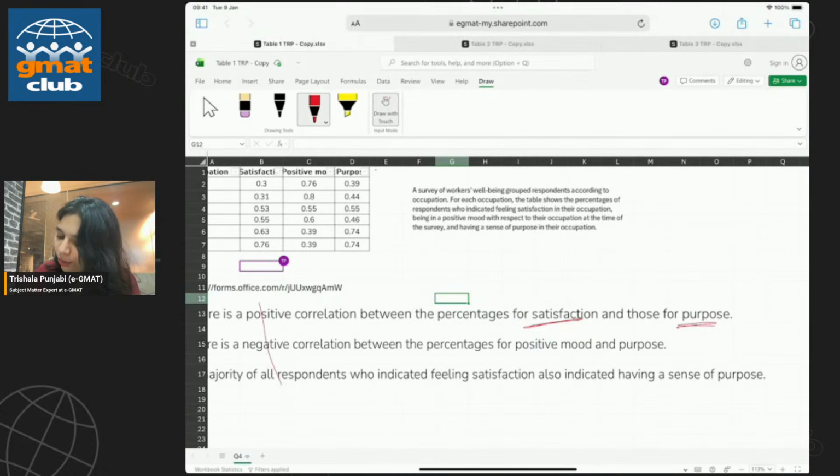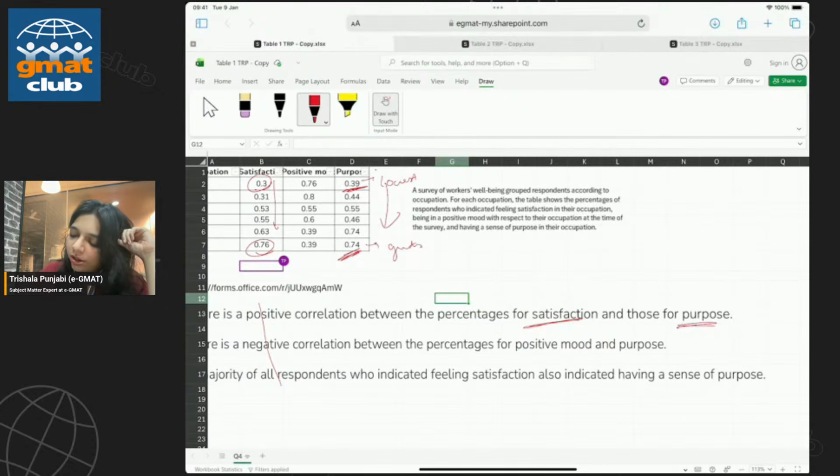So satisfaction is going from 0.3 to 0.76. Now, look at what is happening to purpose. When we are supposed to determine if there is a positive or negative correlation or not, let us see that when I am sorting one group from lowest to greatest, how is the other group sorted? This is the lowest and this is the greatest. So this is also going from lowest to greatest. So that is our first inference that, okay, this could be a positive correlation.